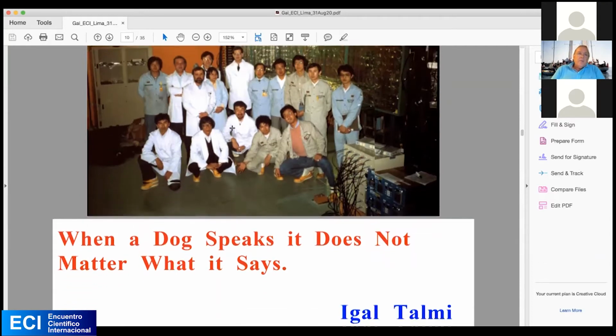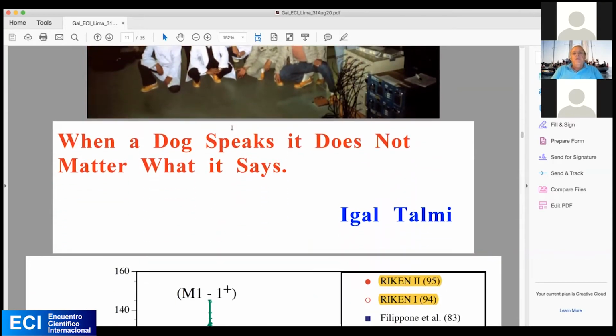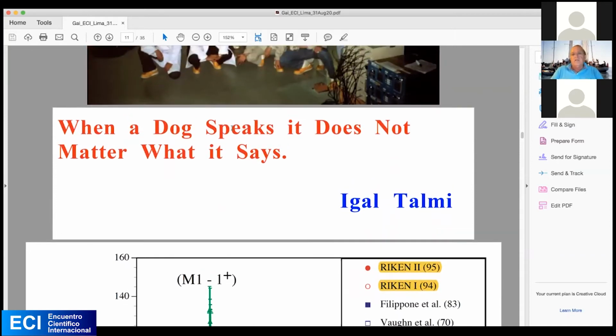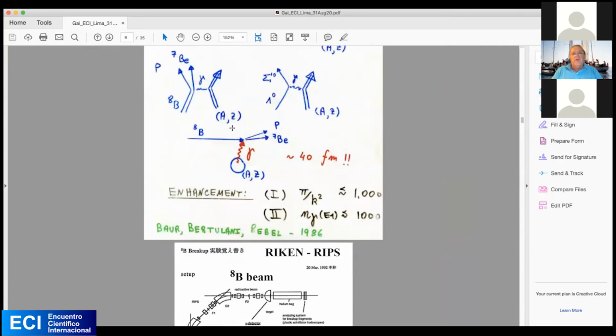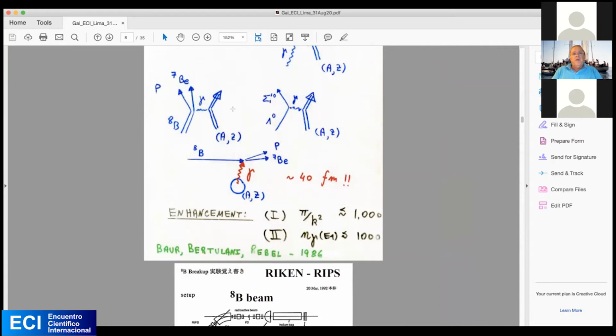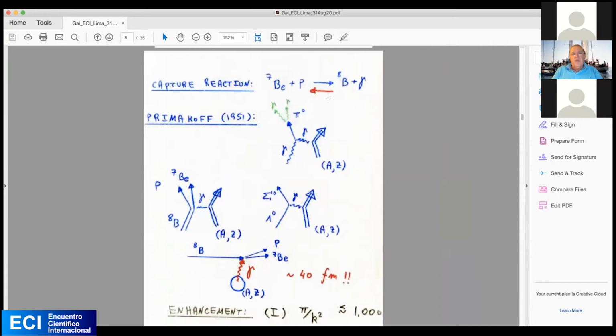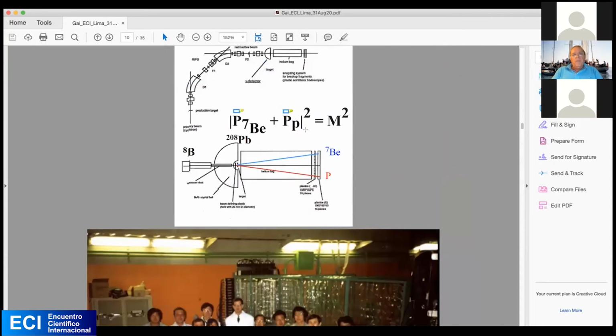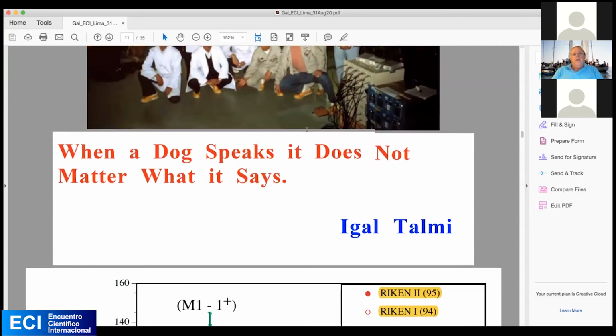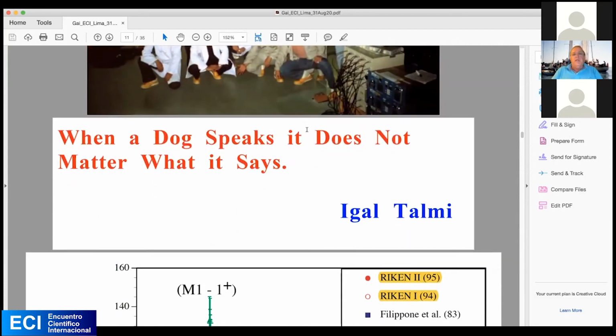So basically at this point, if the system works, it's really magnificent. And here I quote my friend Yigal Talmi: when a dog speaks, it doesn't matter what it says. The fact that we are able to do this reverse process, to measure it with a virtual photon, just like what Primakoff proposed in 1951, is in itself quite an achievement. But maybe we can listen to the dog.